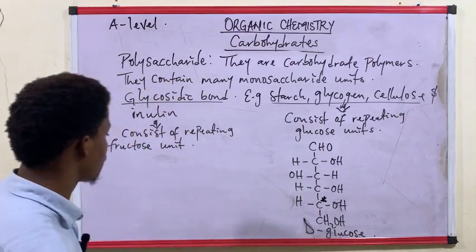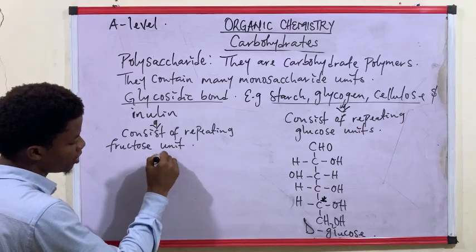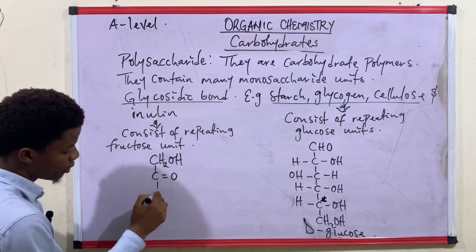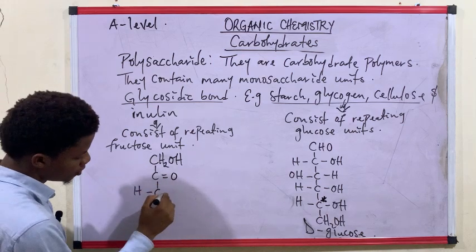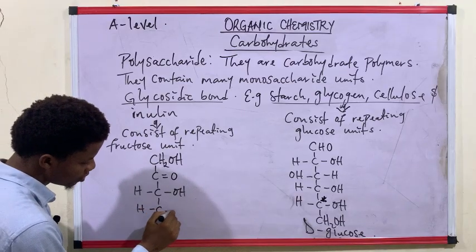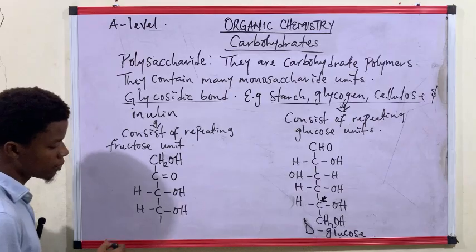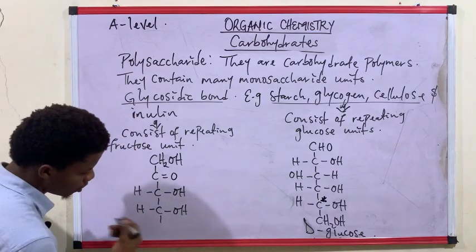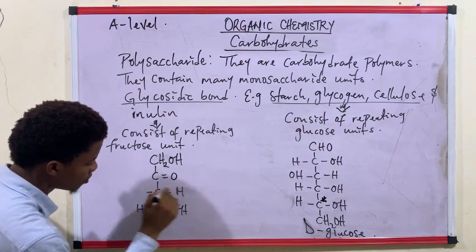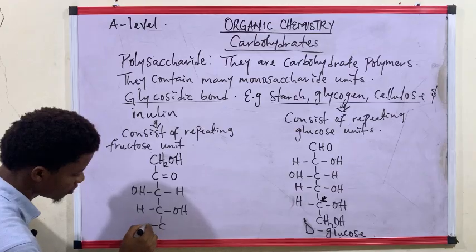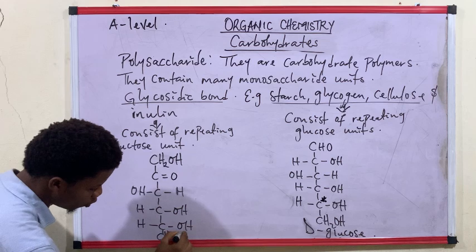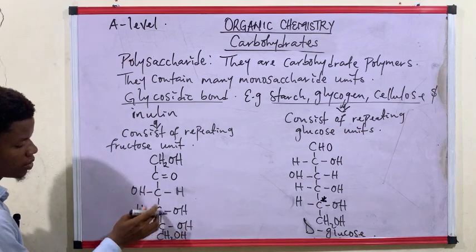So now let us draw the structure of fructose. Fructose becomes CH2OH, C double bond O, then we have CHOH, we also have CHOH, then we have another CHOH, and lastly we have CH2OH. So how many carbons are there? 1, 2, 3, 4, 5, 6.